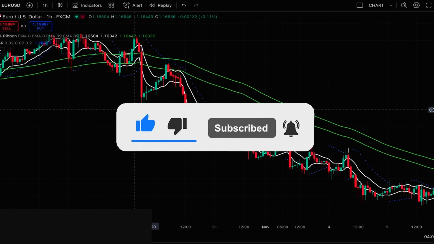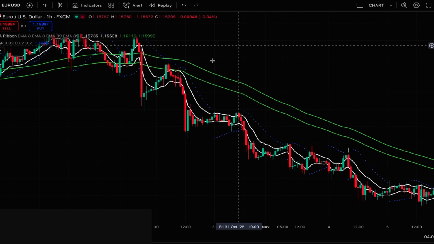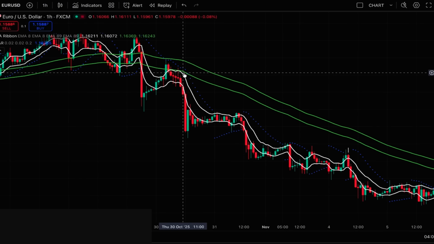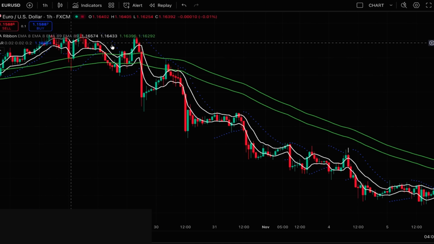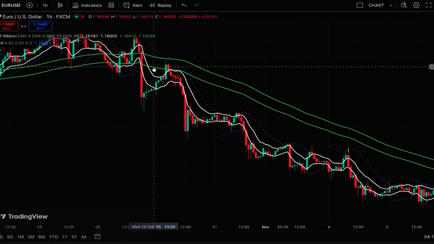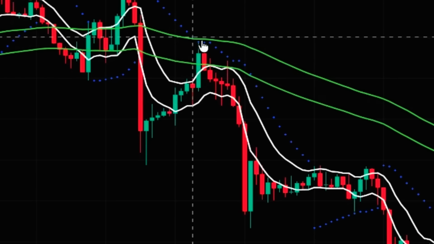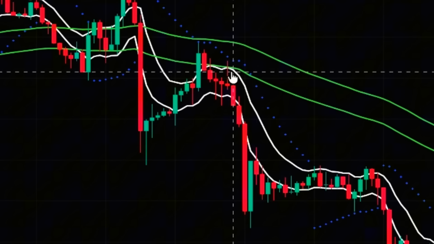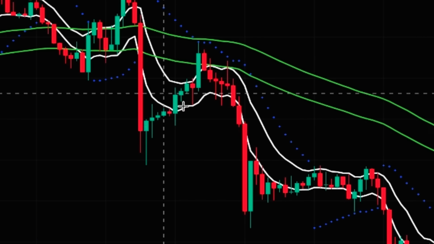We can have a case where the parabolic SAR doesn't show any signal for the pullback, but price action shows a pullback. For example, here you can see that the price went below the green channel, and after that the white channel is also below the green channel, as you can see, but the parabolic SAR didn't change position and it didn't give any signal for the pullback. But with the help of price action analysis, we could easily identify this pullback.